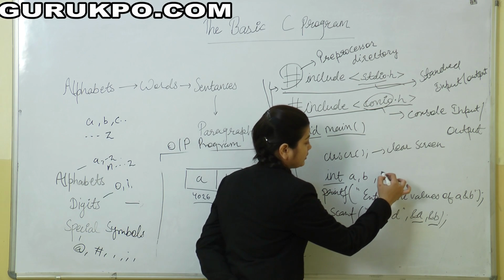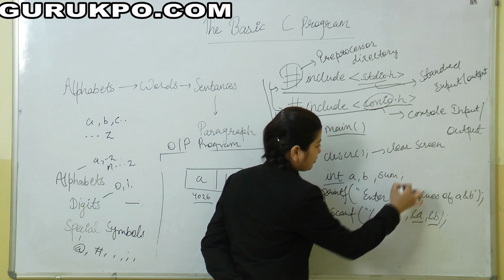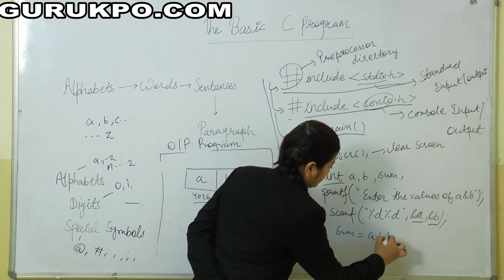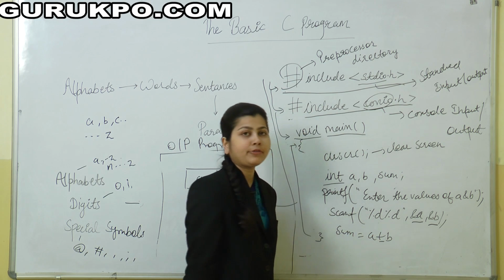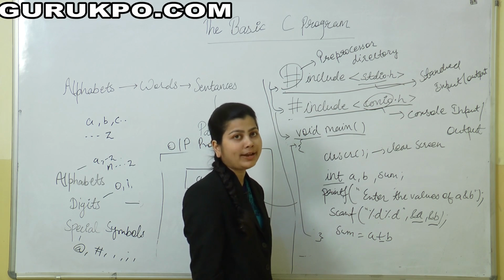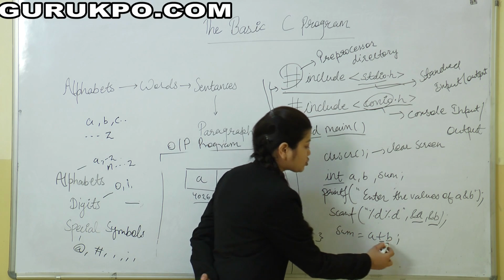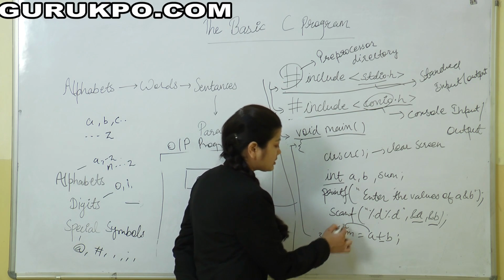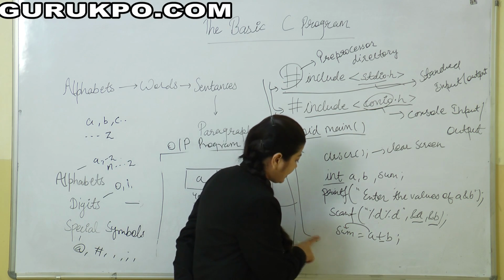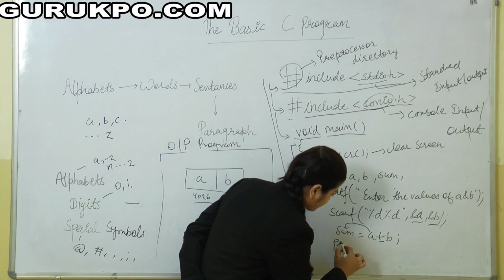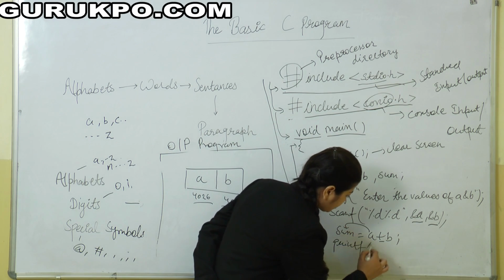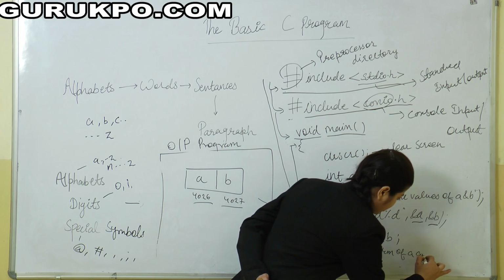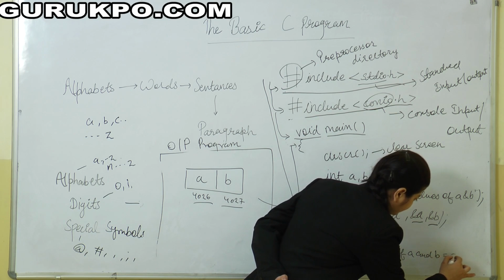Here we take another variable for sum. Here plus is the operator we use to add two values, and we store the sum of the two values in the sum variable, and after that we print the sum of a and b.